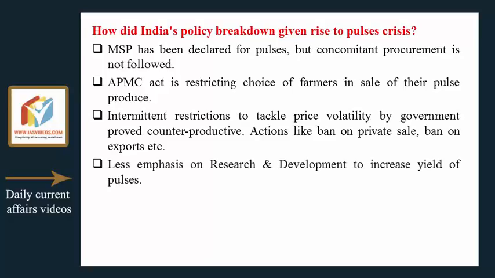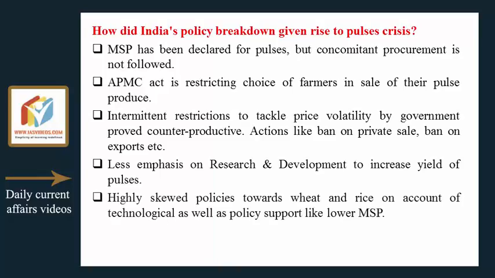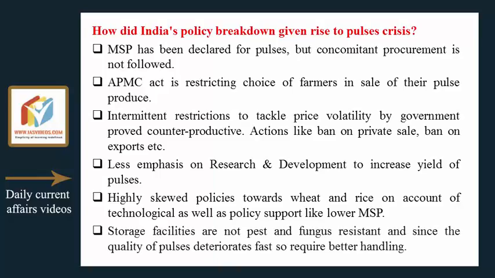Less emphasis on research and development to increase yield of pulses. Highly skewed policies towards wheat and rice on account of technological as well as policy support like lower MSP. Storage facilities are not pest and fungus resistant, and since the quality of pulses deteriorates fast, they require better handling.